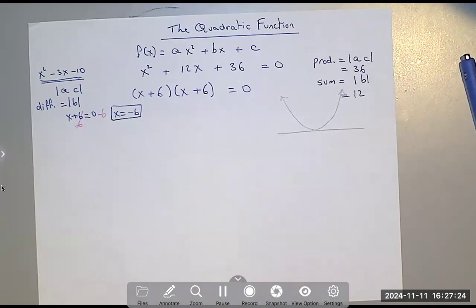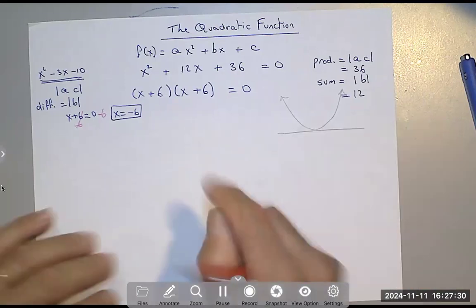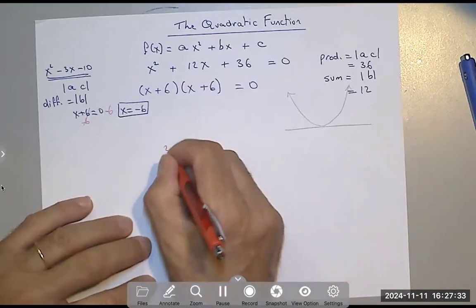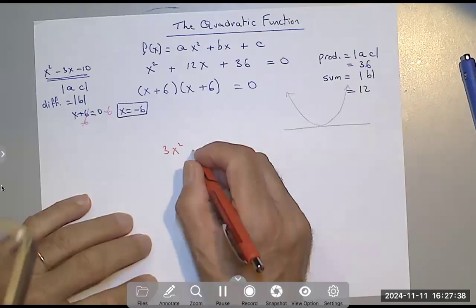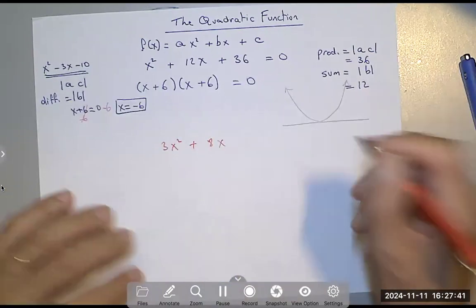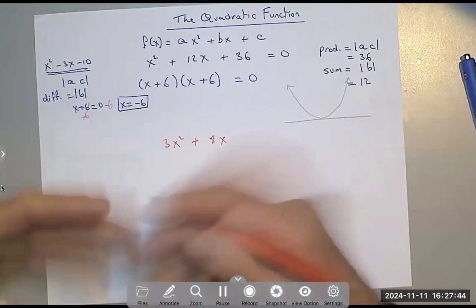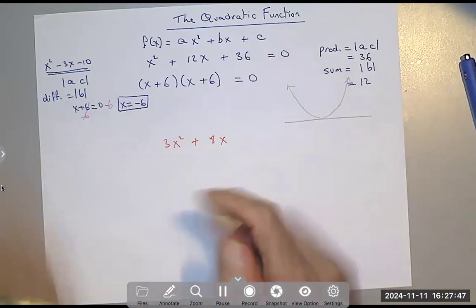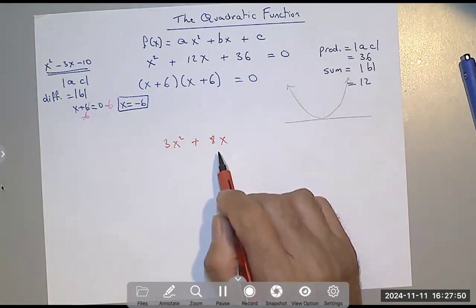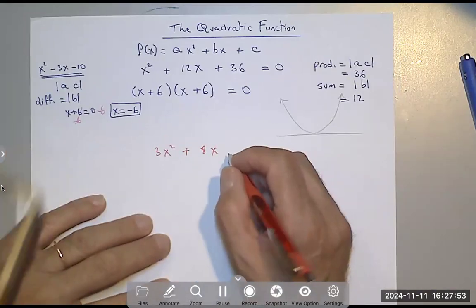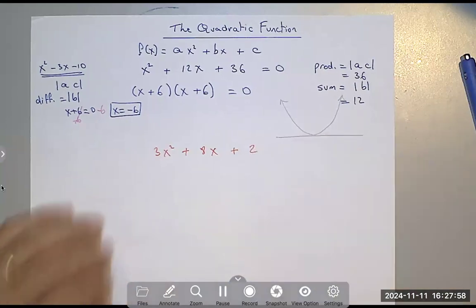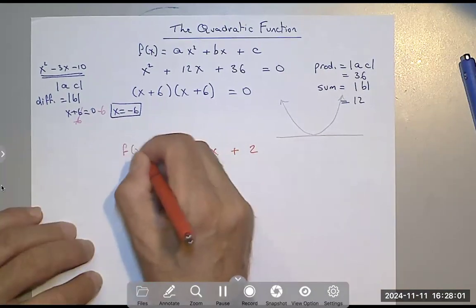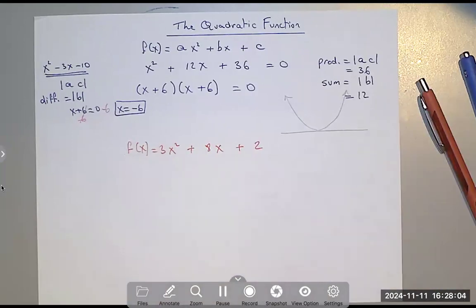Okay, now let's take another example, let's make up an example that is tough. So I'm going to say 3x squared plus 8x, whatever. I need any number that doesn't work nicely, so to speak. So I'm going to say plus 2. That's f of x. And I want to solve that.